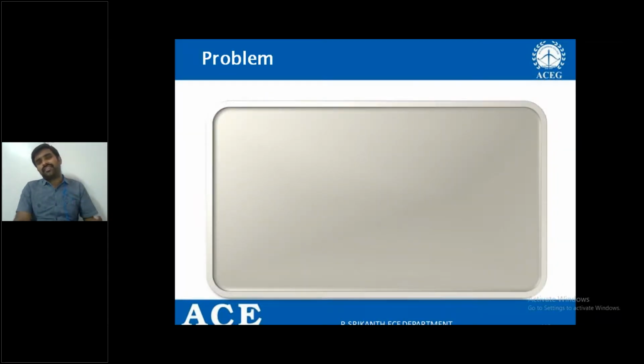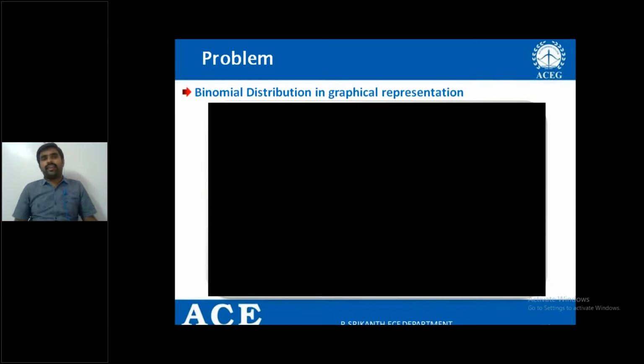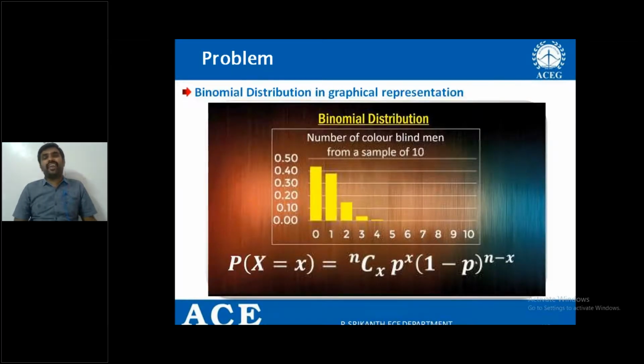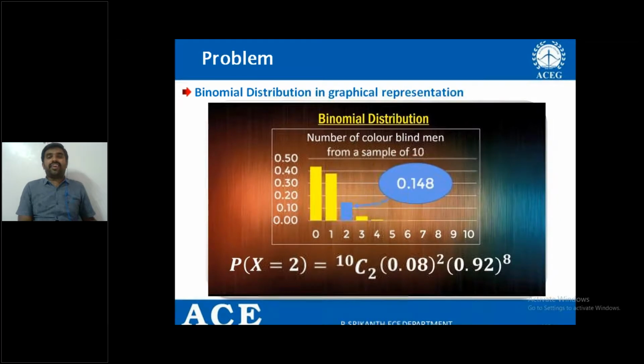So, for example, if I represent it in the pictorial way, that is, the distribution represented in the graphical way, how do you represent it? Just now we have seen color blindness, right? Two members are with color blindness, that is 10C2 into 0.08 power 2 into 0.92 power 8. If three people with color blindness, I should say 10C3 into 0.08 power 3 into 0.92 power 7. Like that, I can write all the probability values: P of x equal to 0, P of x equal to 1, P of x equal to 2.